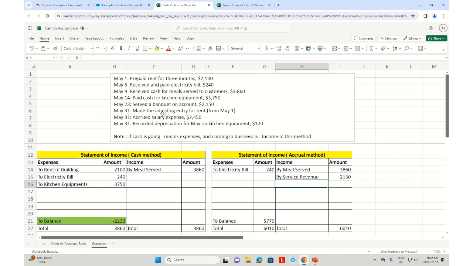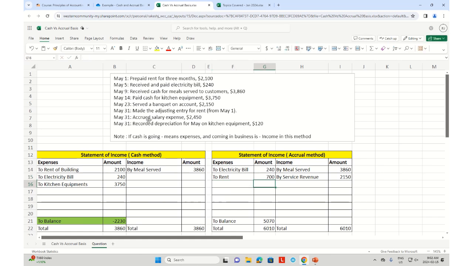Next is made an adjustment entry for the rent. So we can see that 2100 is for the 3 months. It means 700 plus 700 plus 700, 7 into 3, 21. So the expense of this month is 700, not 2100. So this month's expenses should be written this month. So to rent, here we will write 700.